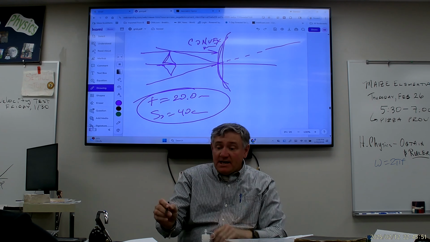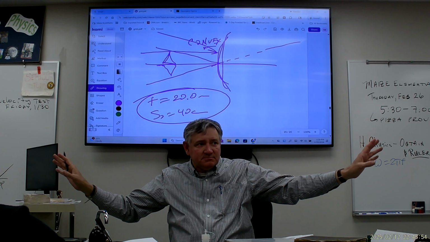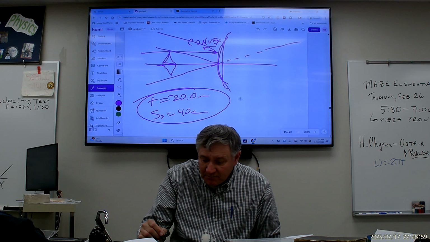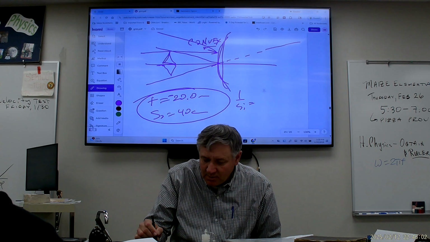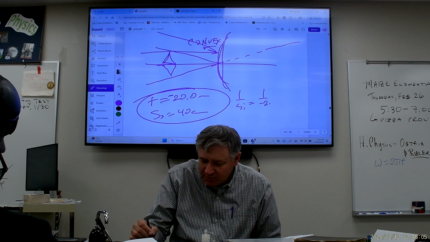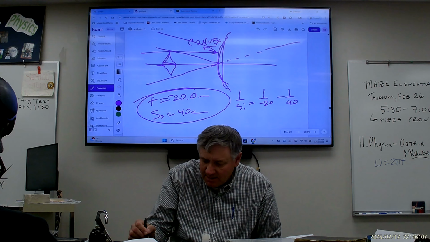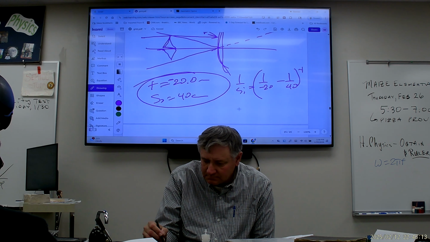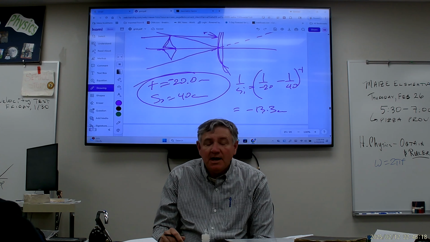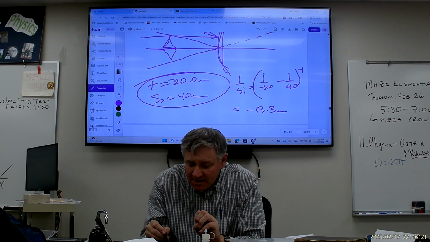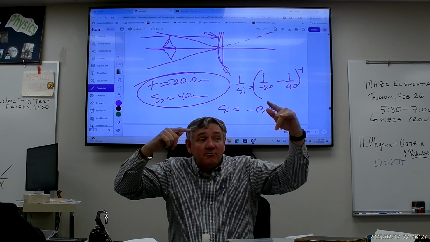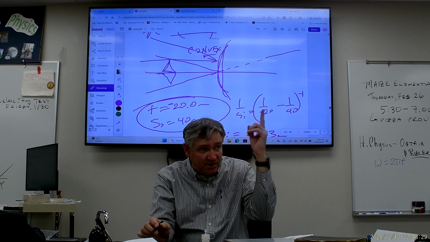Why? Because the light's going to hit and bounce off, diverge. So my focal length is going to be a negative number. So somebody right quick, take 1 over negative 20 minus 1 over 40 and the inverse of that. Negative 13.3 repeated. Negative 13.3 centimeters. Now I have a negative image distance. So I have a negative of a negative on my magnification, which makes it positive, which is why this thing is going to be upright.